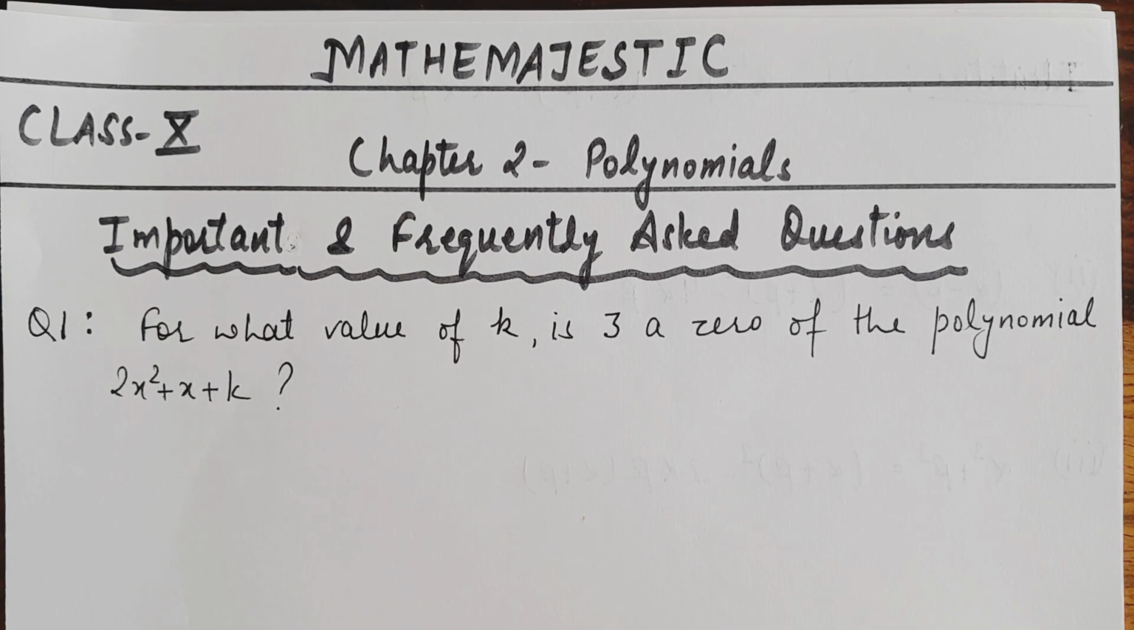आज हम करेंगे कुछ FAQs इस चैप्टर के जो बार बार एग्जाम में पूछे जाते हैं। For what value of k, 3 is a zero of the polynomial 2x square plus x plus k.